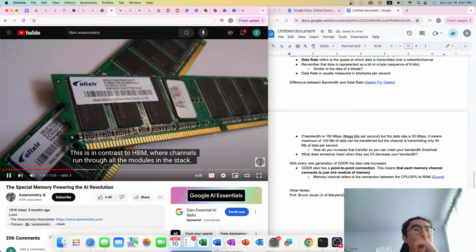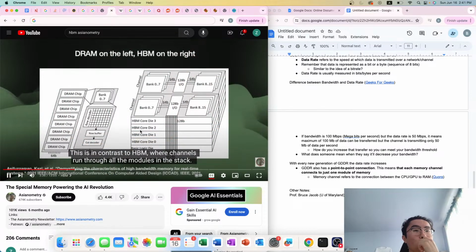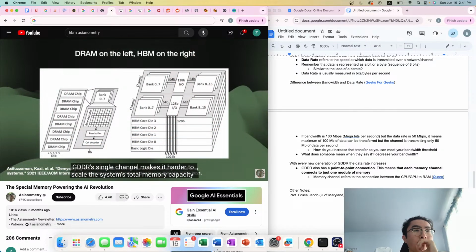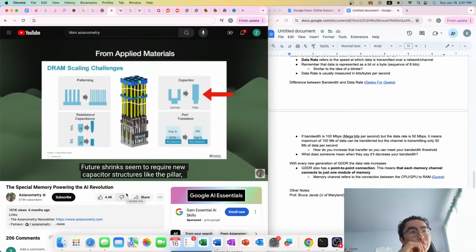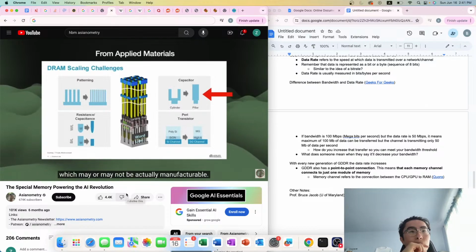This is in contrast to HBM, where channels run through all the modules in the stack. GDDR's single channel makes it harder to scale the system's total memory capacity because it means we have to scale that single module's memory capacity, which essentially requires us to shrink down the DRAM cells even more, which is hard. I did a whole video about this a while ago discussing the 3D DRAM cell. Future shrinks seem to require new capacitor structures like the pillar, which may or may not be actually manufacturable.